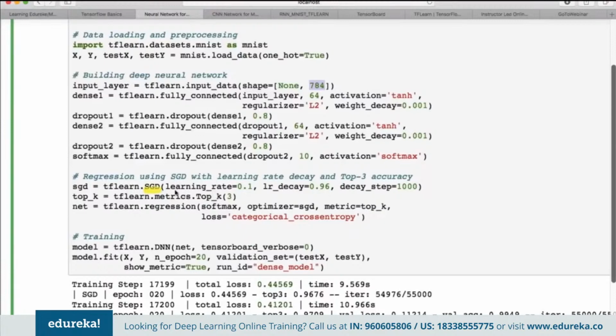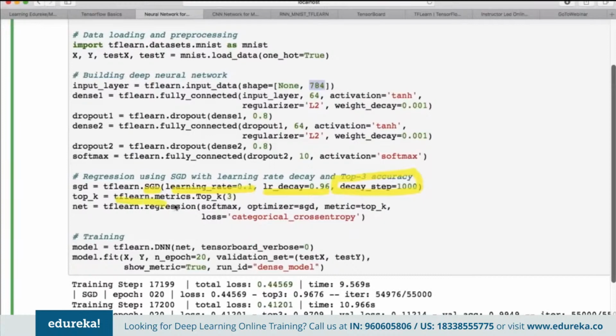It's updating the weight at each iteration. We are starting the learning rate at 0.1, and the learning rate decay is 0.96. I'll explain what it means. And the decay step is 10,000. So these two are involved in how it works: you'll be reducing the learning rate after each epoch, and this is the step.